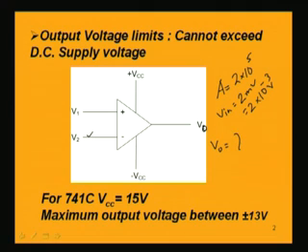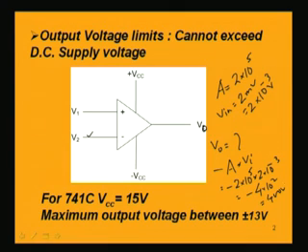So theoretically we should get minus A into Vi, that means minus 2 into 10 to the power 5 into 2 into 10 to the power minus 3. So that means minus 4 into 10 to the power 2, it's 400 volt. But this 400 volt at the output is not possible because we are having the supply voltage of 15 volt. So it will not reach that 400 volt.